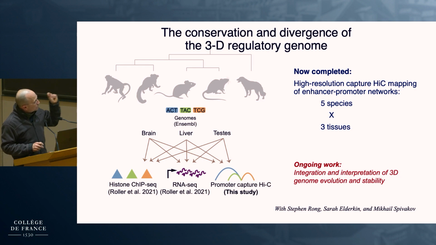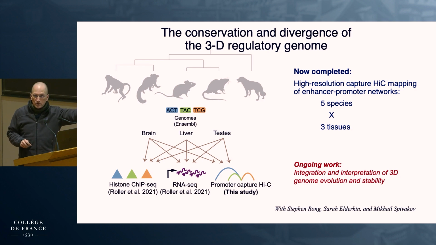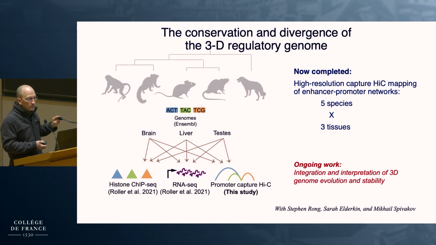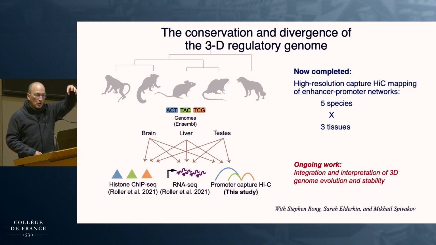And then I want to give one teaser because Stephen Rong is here with us, and you can follow up with him if you have any further questions. But my lab is also looking at the conservation and divergence of the 3D regulatory genome. And what we've done is collected completely matched capture Hi-C where we anchored in over 10,000 promoters in 5 species, and then we did mapping of the enhancer-promoter interactions in 3 different tissues. And that is still very much a work in progress, and our analysis continues in that area.